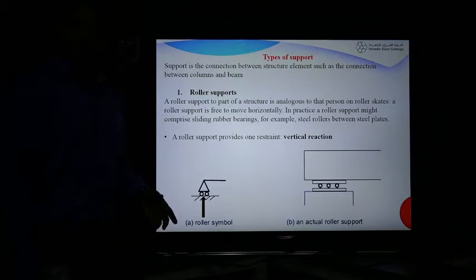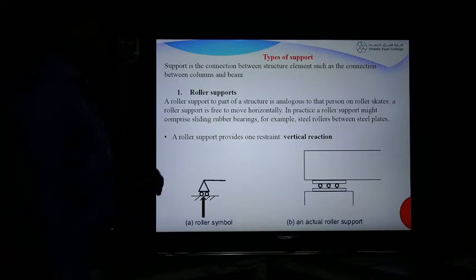So what are the types of supports? We have different types of supports. A support is the connection between structural elements, such as the connection between columns and beams. The first one is the roller support. Here we can see a roller support.